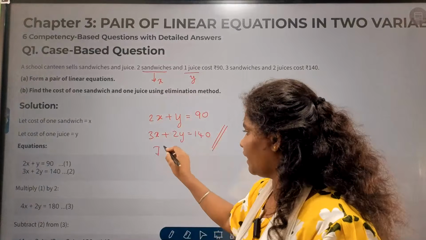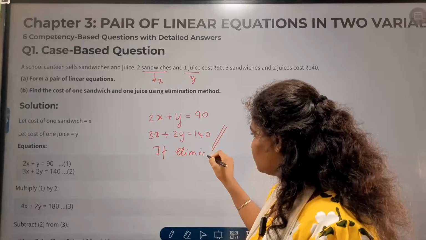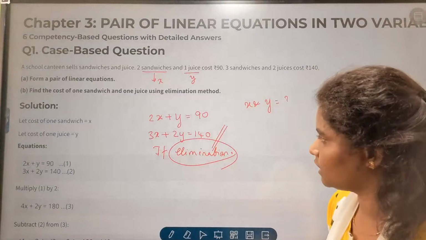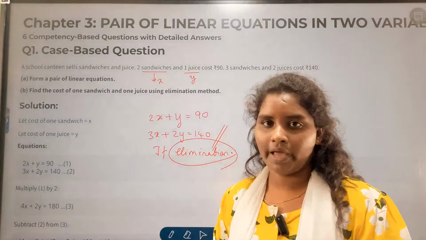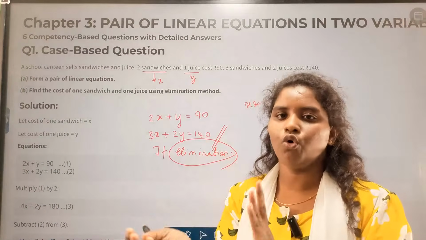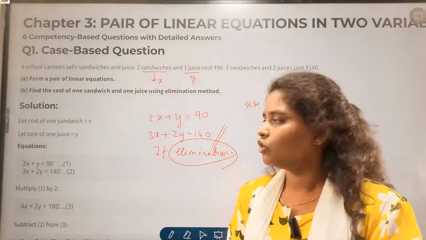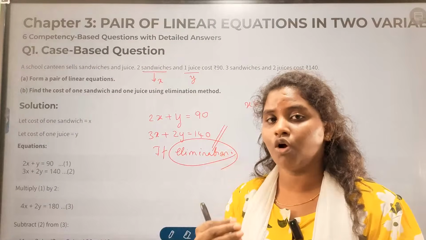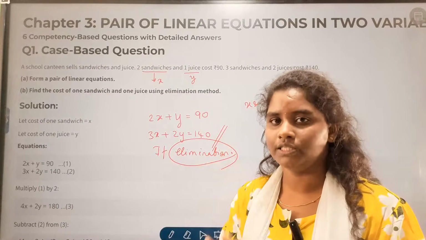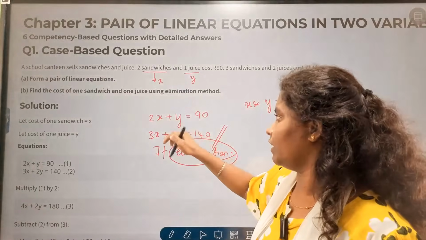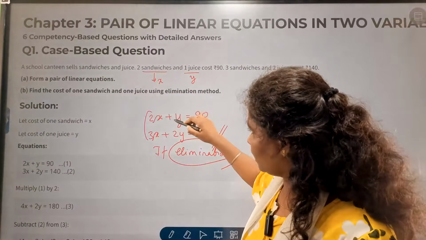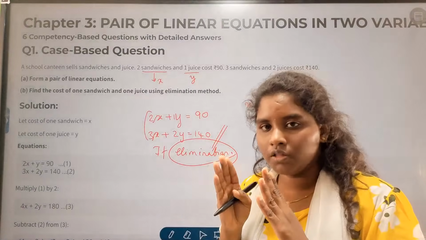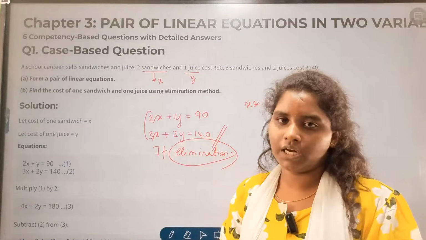If I apply the elimination method, we have to make the coefficient of any one of the variables equal. Here we have two variables x and y. Any one of the unknown variables' coefficients should be the same. Here we have 3 and 2 for x, and 1 and 2 for y. So I am going to make the coefficient of y equal.